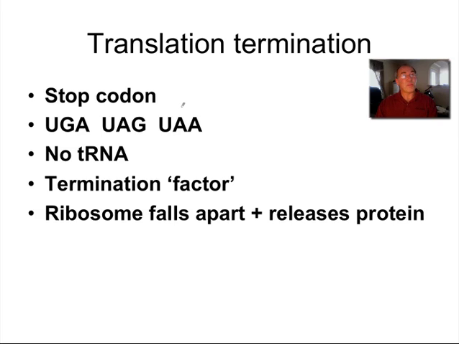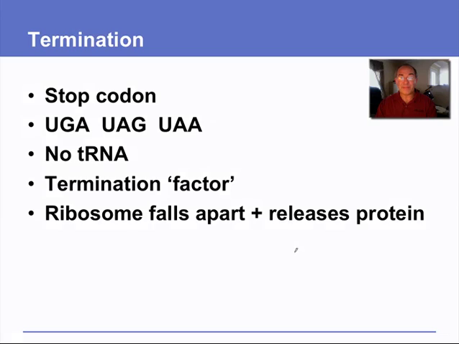So how do you stop translation? We have 3 ways of stopping translation, and they're given right here. These are all stop codons: UGA, UAG, and UAA. There's no transfer RNA that binds to these codons, but there is a termination factor, and this termination factor binds to the A site over these codons, causing the ribosome to fall apart and release the protein it's already made.